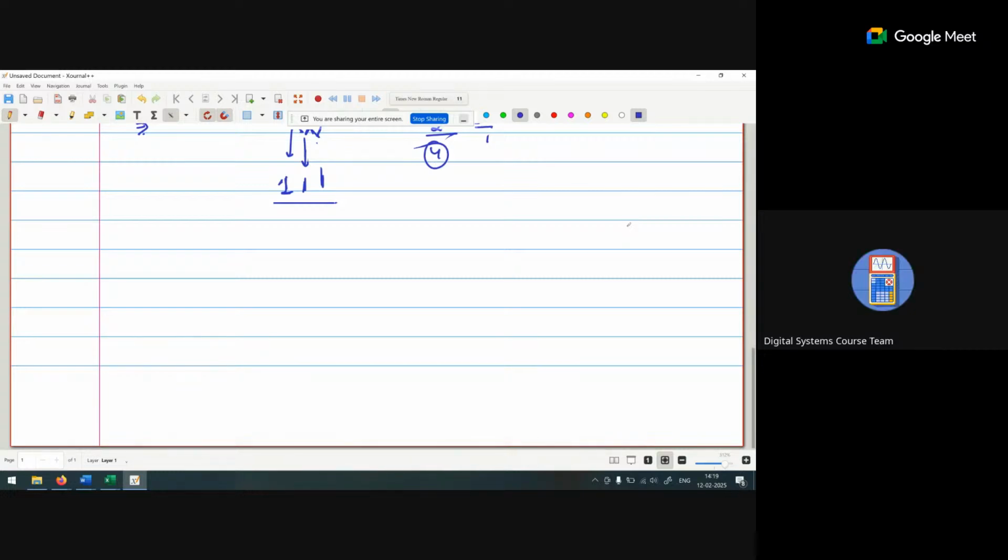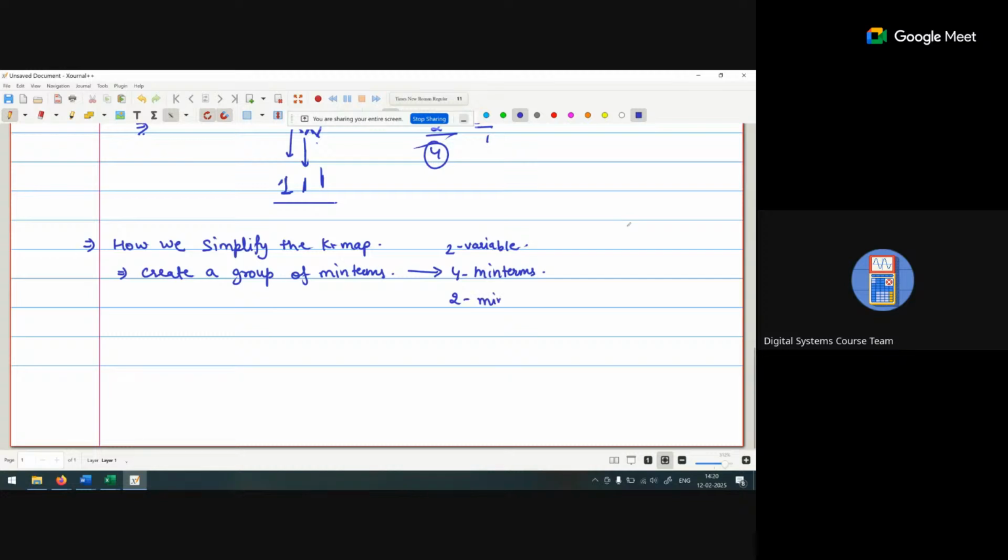Now, how to simplify? The first thing is that we have to create a group. The first priority: if it is a two variable K map, four possible values are possible. So the first priority is a group of four mean terms. Second, a group of two mean terms. Last is a group of one mean term.